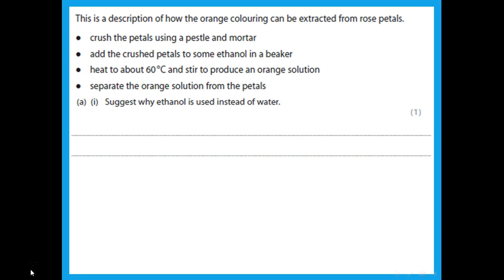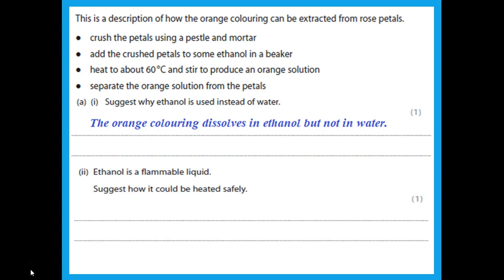So just why is ethanol used instead of water? If he's using ethanol, that means that the color dissolves in ethanol but does not dissolve in water. So the orange coloring dissolves in ethanol but not in water. That's why he's using ethanol.